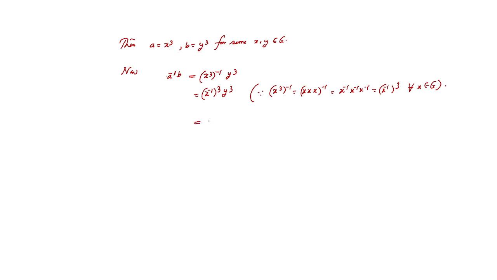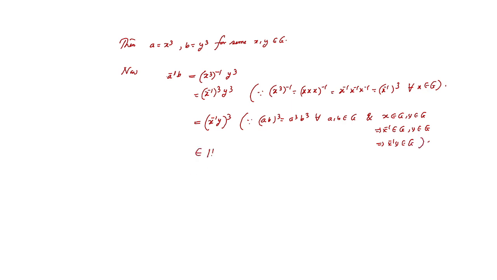Okay, and here we can write this will be (X inverse Y) whole cube, because it is given (AB) whole cube equals A cube B cube for all A, B belongs to G. Here X belongs to G, Y belongs to G. That implies X inverse belongs to G, Y belongs to G, and by the closure property X inverse Y belongs to G. So that's why we have written here that it belongs to H.